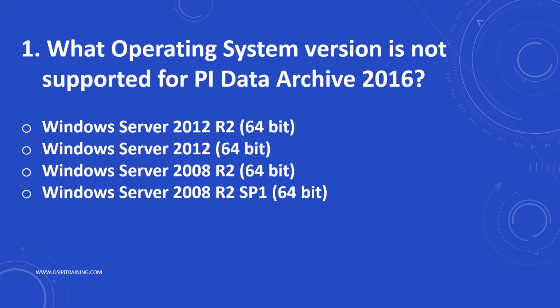What operating system version is not supported for PI Data Archive 2016? The options are Windows Server 2012 R2 64-bit, Windows Server 2012 64-bit, Windows Server 2008 R2 64-bit, and Windows Server 2008 R2 SP1 64-bit. So it will be Windows Server 2008 R2 64-bit that is not supported in PI Data Archive 2016.